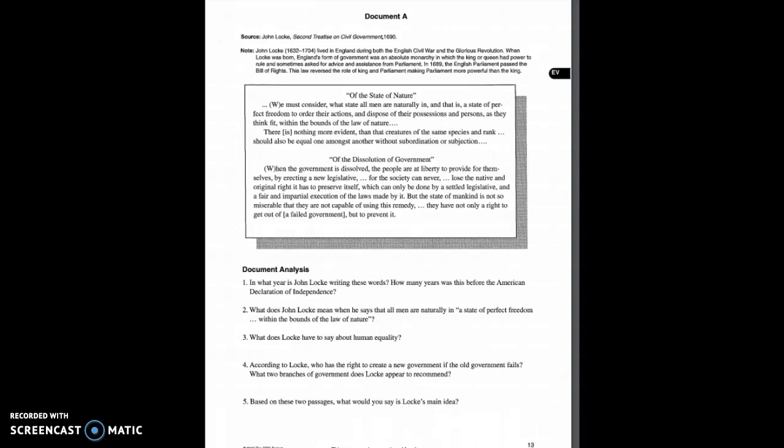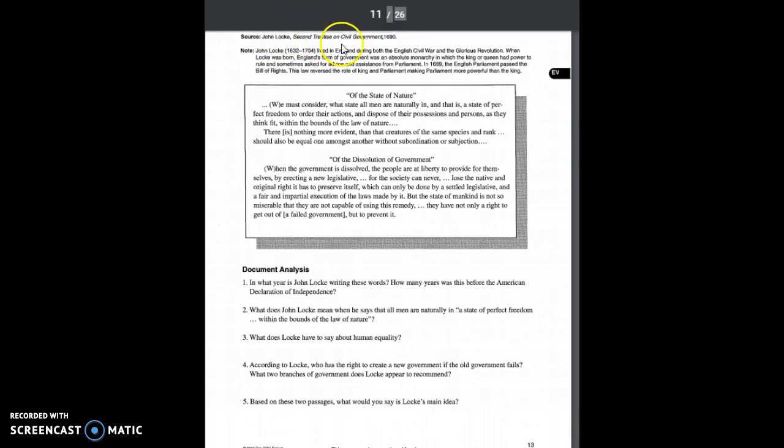Alright folks, right now we are going to dive into our first document, which is document A. A couple of reminders that I want to go through. We are practicing document analysis steps. So one of the first things I want you to double check right now, if you have not done so, is to write the question at the top of the DBQ.